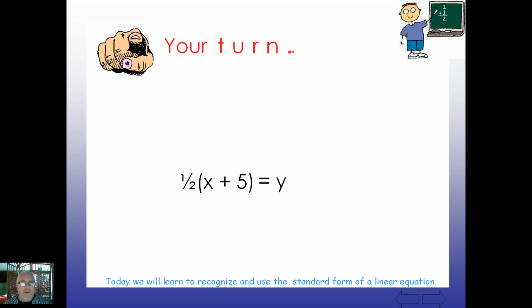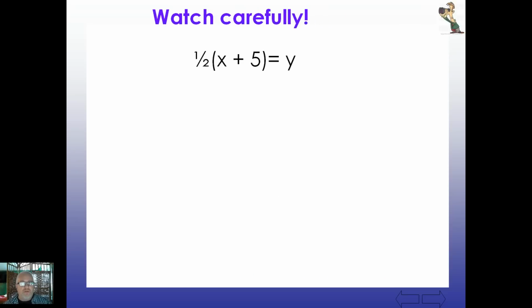Alright, now, how about this one? 1/2 times the quantity x plus 5 equals y. So, of course, I'm not going to leave you to handle this completely on your own. It'd be a good idea if we could get rid of that 1/2. Let's see, how do we make a fraction disappear? And of course, whatever we do to one side of an equation, we do to the other. So watch how we handle something like this. I'm going to go ahead and get rid of that fraction.